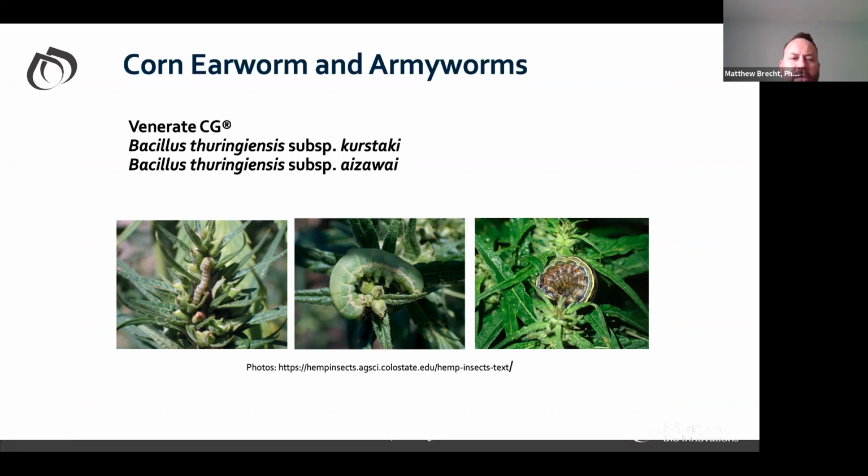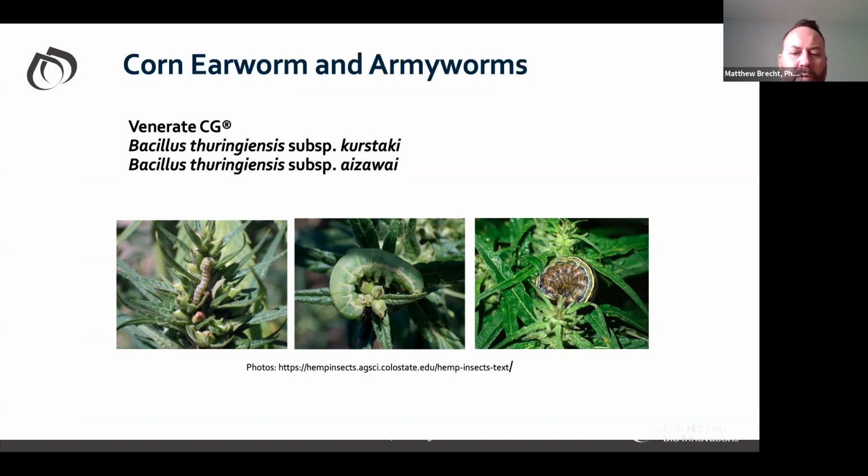Corn earworm, armyworm. So we had the question that popped up earlier. If you're growing outdoors, either hemp or cannabis, this is one of the worst things you're going to come across. I want to make sure you understand that if you don't treat for this, you could lose a substantial amount of your flower at harvest. So please try to figure out when to spray and get some applications out there just to make sure you're covering your bases.